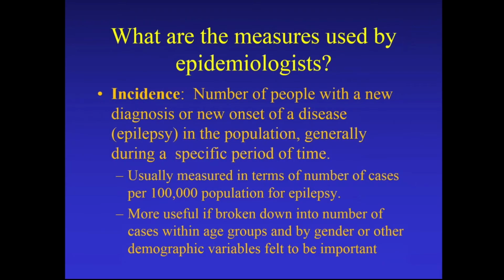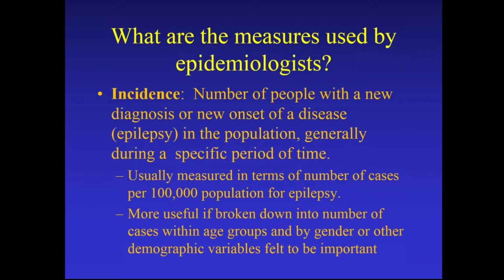Incidence is of much more interest for epidemiologic studies. Incidence is the number of people with a new diagnosis or new onset of a disease in the population, generally determined over a specific period of time. For epilepsy, it's usually the number of cases per 100,000 population per year.